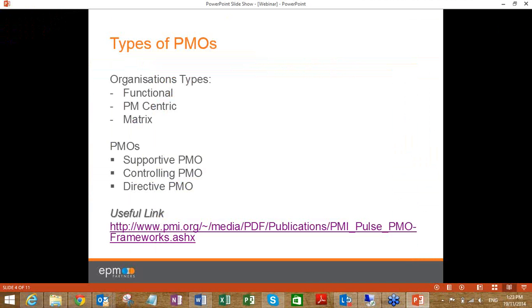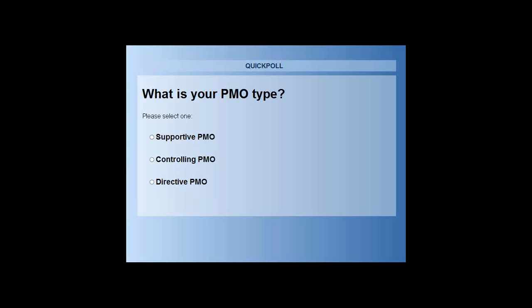Now, before I go to the next slide, actually, I don't want to share it yet, but I would like you to go to the next poll and answer the poll in terms of what you think your PMO type is. Is it supportive, controlling, or directive? Because I won't share with you yet what I'm going to actually talk about, but it will be interesting to see your response to the poll versus what I'm going to show you in a few minutes.